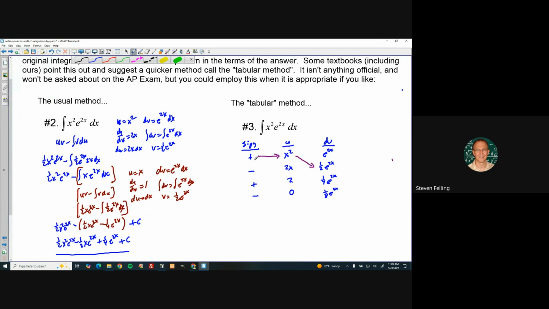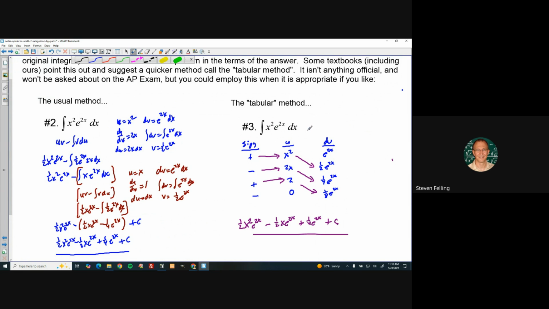The first term is positive x squared times 1/2 e to the 2x. And the next term is a negative term, and that's going to be applied to this u times this dv. So that is 2x times 1/4, which is 1/2 x e to the 2x. And then the next term is positive, and it is this u with this dv. 2 times 1/8 is 1/4 e to the 2x, and then the next term is 0. So instead of that, we'll put the c on, and then we're done. And you get the same result with a whole lot less writing.